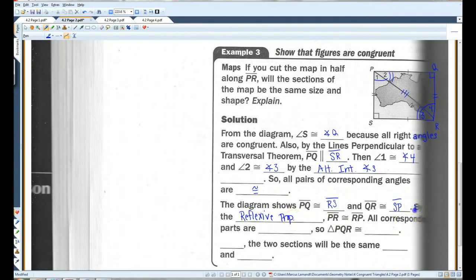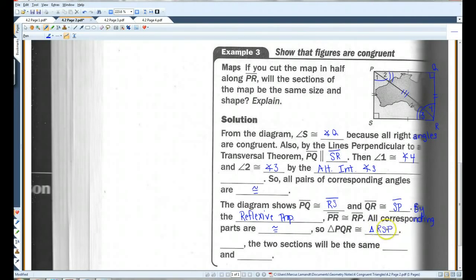By the way, this says "by," if you can't read it. All corresponding parts are congruent. So, we've shown all the angles are congruent, and now we've shown all the sides are congruent. So, triangle PQR is congruent to triangle RSP.